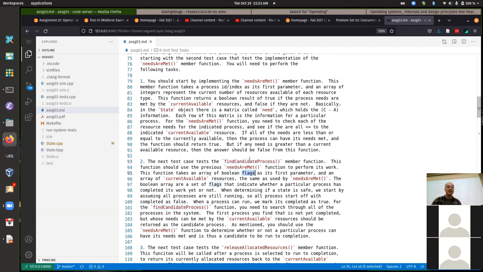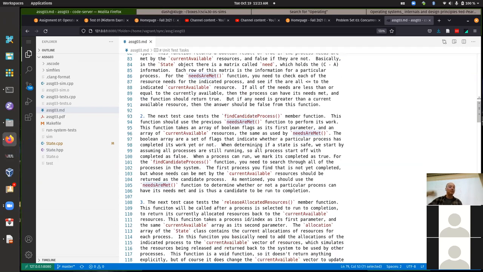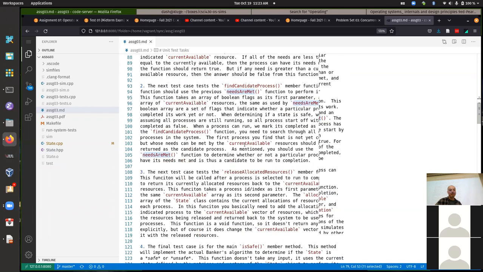So find candidate process is going to reuse needs are met, but it's basically going to be a loop that loops over all the current processes that haven't been run yet, to see if it can find one whose needs can be met by the current available.